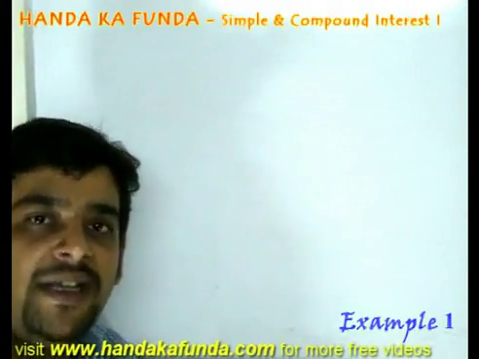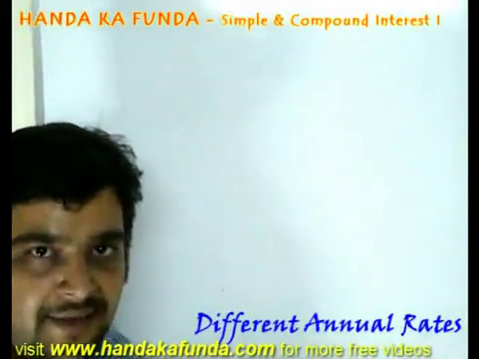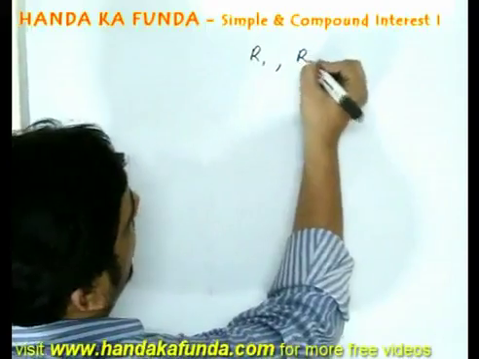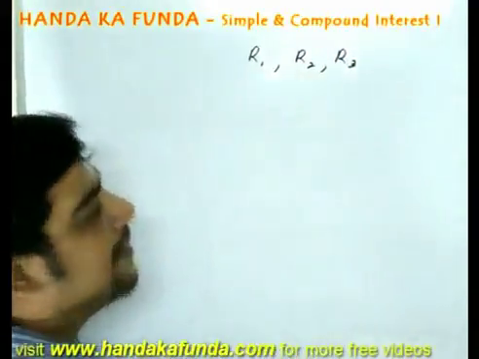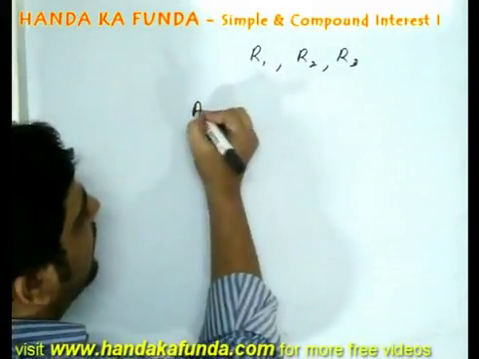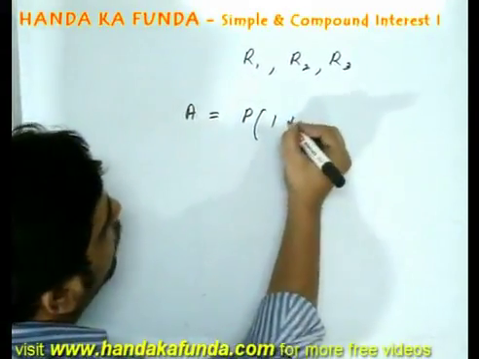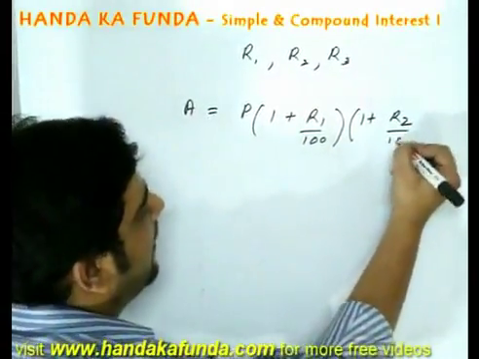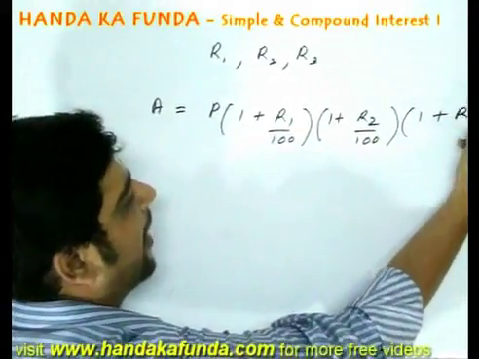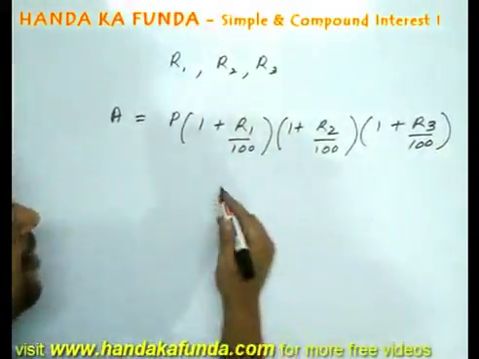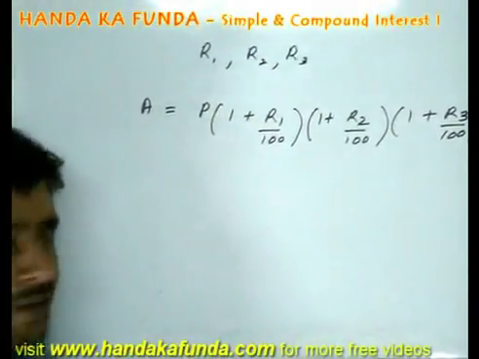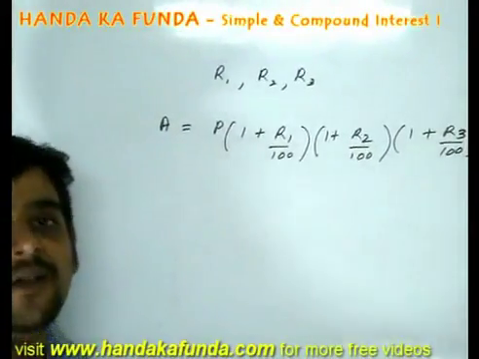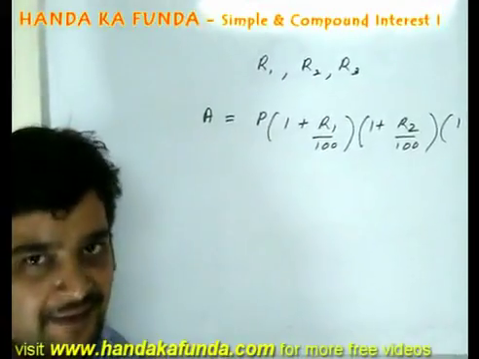What will be the amount if the rate of interest is different over the years? Let's say for the first year the rate is R1, for the second year the rate is R2, and for the third year the rate is R3. In this particular case, the amount in case of compound interest will be given by P into 1 plus R1 by 100 into 1 plus R2 by 100 into 1 plus R3 by 100. As you must have realized by now, if I change the order of the rates, it is not going to matter in my final amount. My final amount will be the same irrespective of whatever is the order of rates of interest.